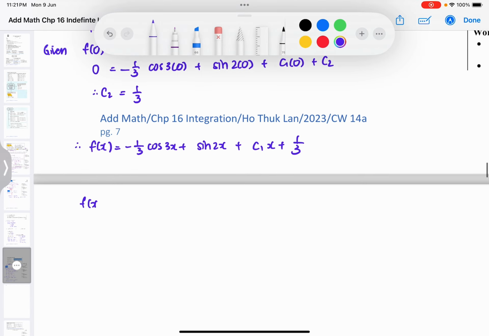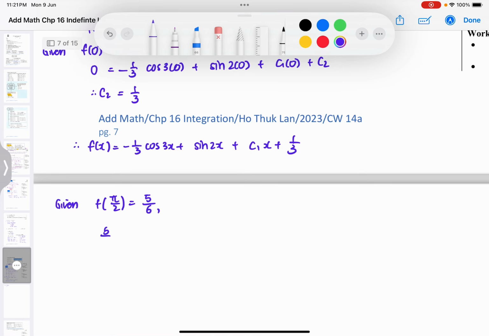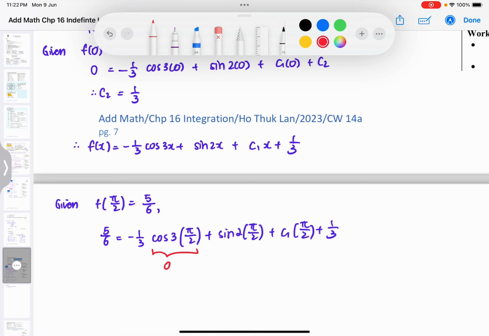So f of x, now the next thing you're given is that f of pi over 2 is equal to 5/6. So 5/6 is equal to, when I sub in pi over 2 to be my x, right? So from here we can then solve this. Cosine 3 pi over 2 is actually 0. Type it into your calculator if you don't believe me. Sine pi is also 0.